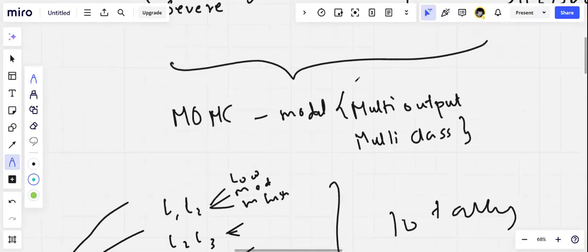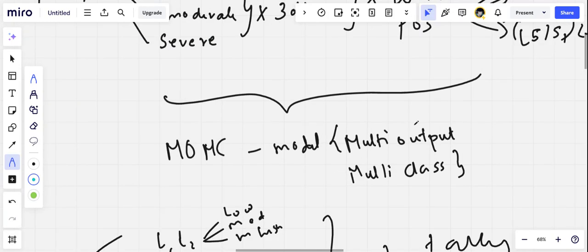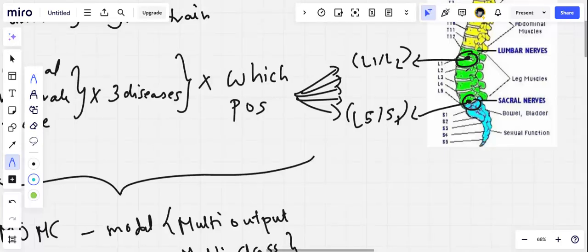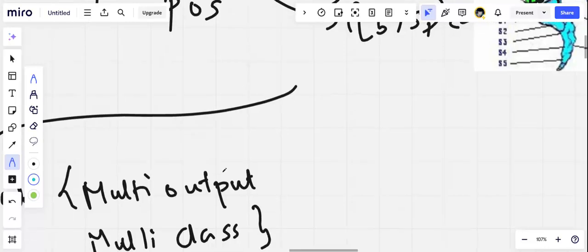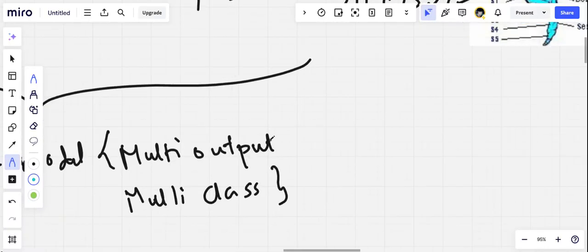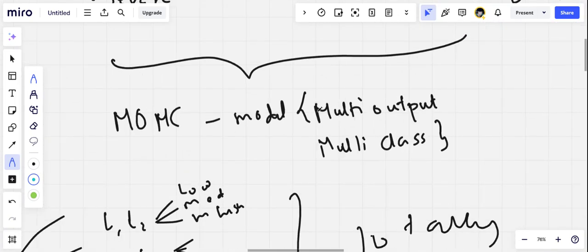So the model which we'll be creating is known as a multi-output, multi-class model. Because we're not having a single output, we have to find for each of the five parts of the spine if the disease is mild, moderate, or severe. Some patients could have the same disease not in a single part, but in two or three more places. So this is a multi-output model, since we are predicting for five places, and for each place it can be mild, moderate, or severe. So it's a multi-class classification also. So it's a multi-output, multi-class model.